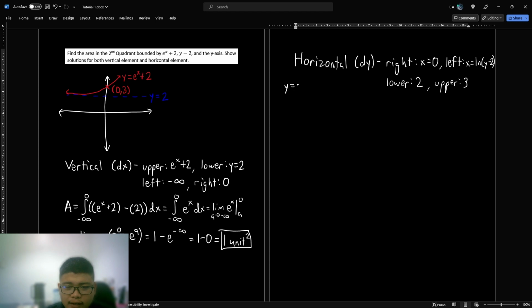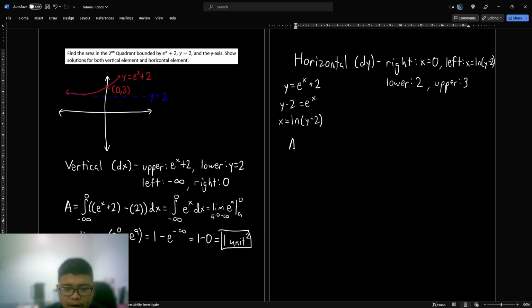This is because y is equal to e to the x plus 2. If we try to solve for x, we would get y minus 2 equals e to the x. Solving for x, we get x is equal to ln of (y minus 2). For the lower bound, since we need the lower limit of y, it is stated here that it is bounded by y equals 2. So our lower limit would be 2. And the upper limit, as you can see here, is going to be our intersection of (0, 3).